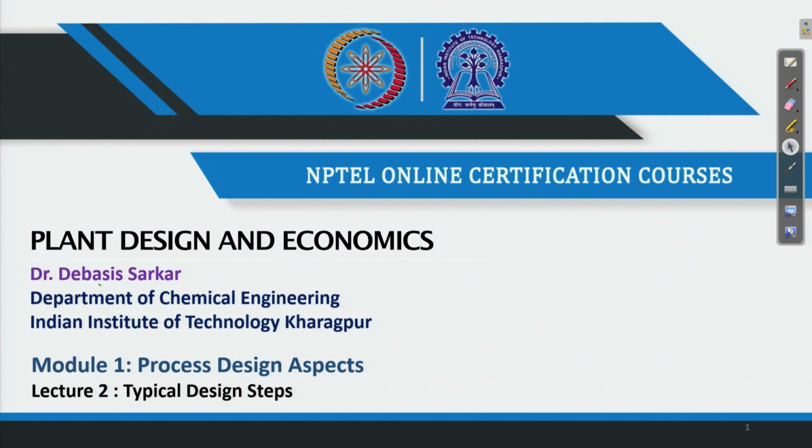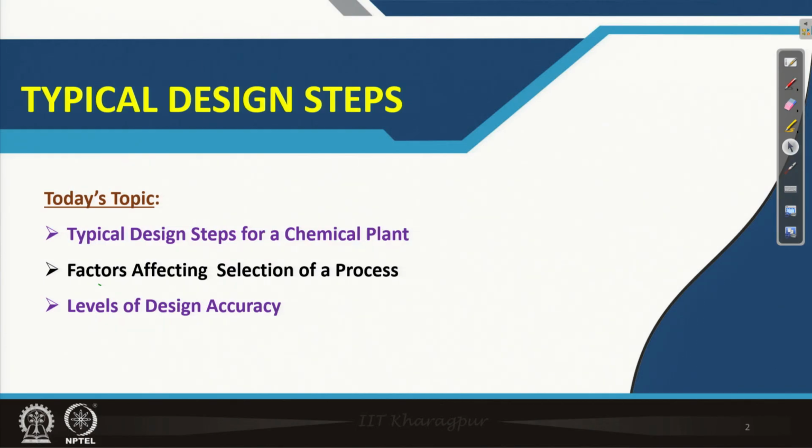Welcome to lecture 2 of plant design and economics. In this lecture, we will talk about typical design steps. So, today's topic will be typical design steps for a chemical plant, factors affecting selection of a process and levels of design accuracy.